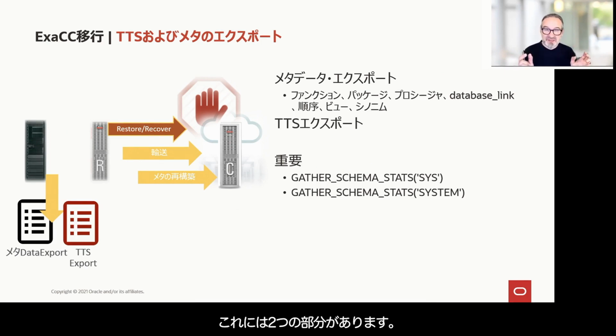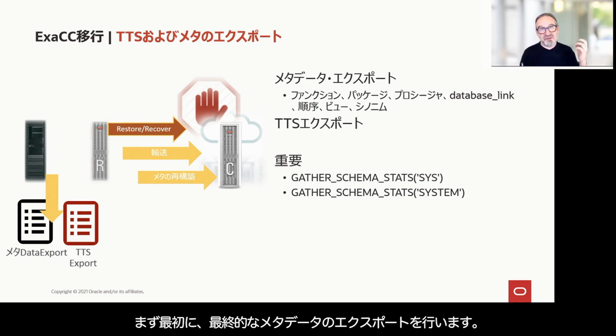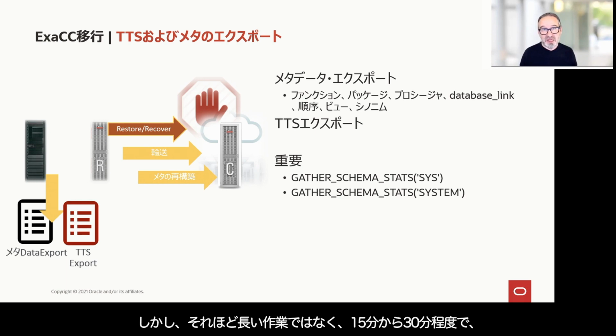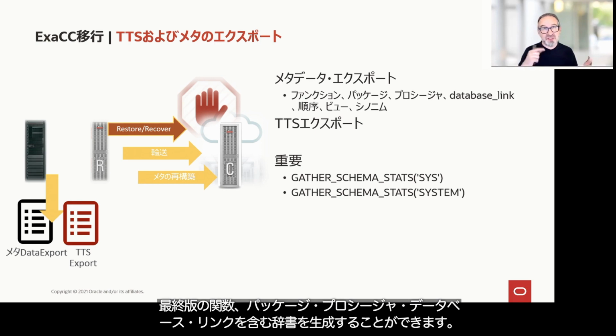So it has two pieces. First of all, we do a final metadata export. We can do this just now because we can't ensure that there's a freeze before on the application, so it needs downtime. But it's not a super long action. Maybe it takes 15 to 30 minutes to generate this one here, which has the final functions, packages, procedures, database links. It's more or less going into the dictionary.